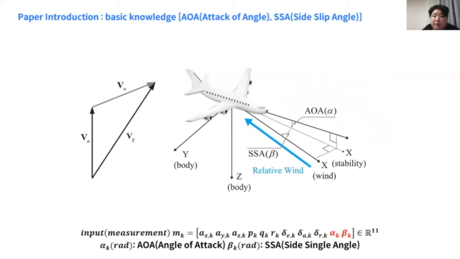AOA is the angle between the blowing wind and the direction of the wing. This is the angle about the XY plane. SSA is the angle between the blowing wind and the direction of the aircraft. This is the angle about the XZ plane.